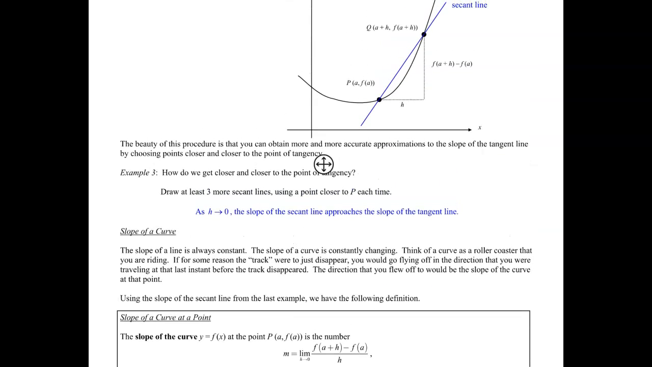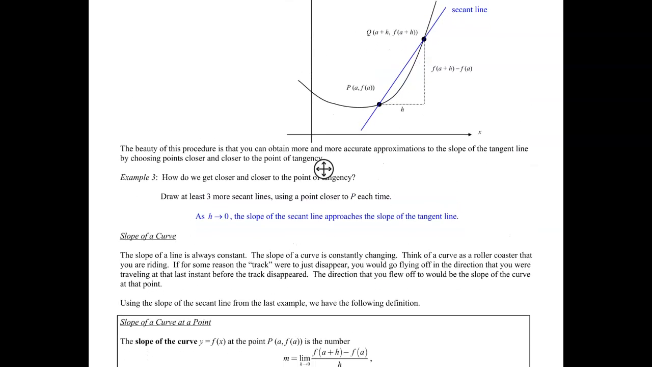Alright, so it says draw at least 3 more secant lines using the point P each time. So I could draw a secant line that passes through these 2 points. Alright, I could use a secant line here and here. Wow, my blue and the printer blue looks about the same. And I could use a secant line that's about here.